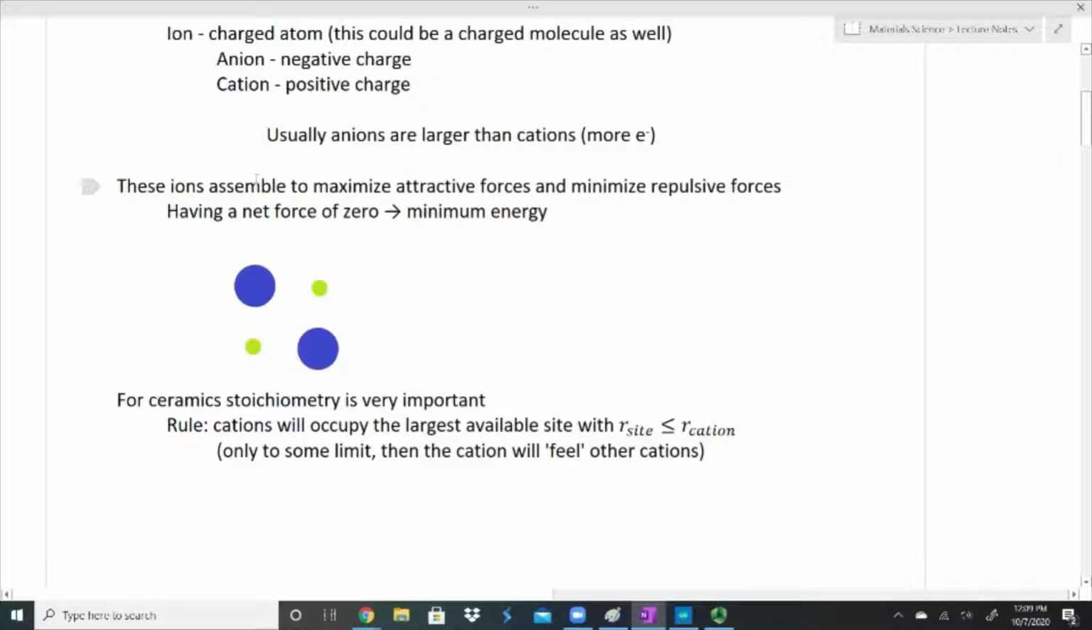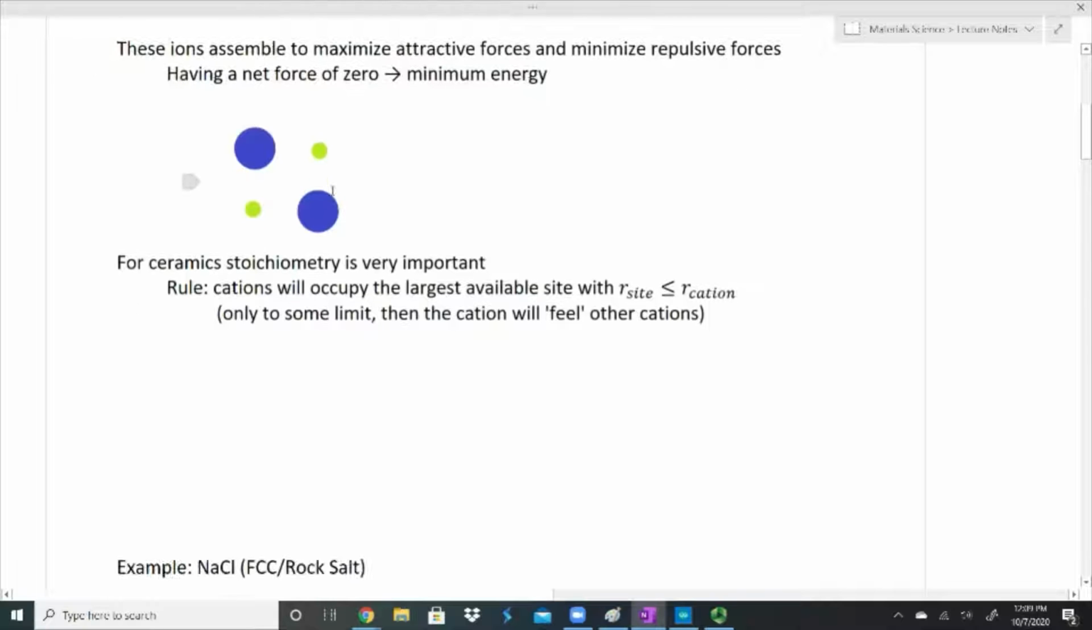So these ions are going to assemble to maximize the attractive forces and minimize repulsive forces. We talked about that when we discussed bonding. And so what we want to do is get into a little bit of stoichiometry. That's a very, very important part of ceramics. We're not going to get into it a whole lot.